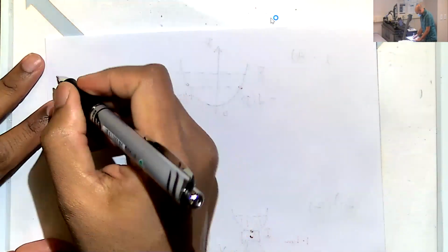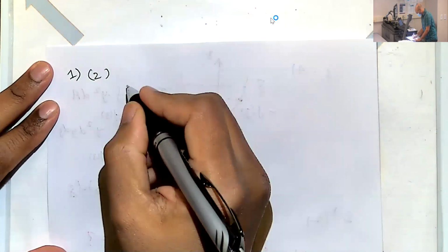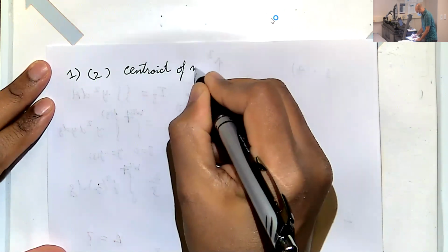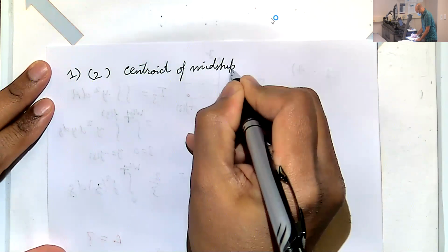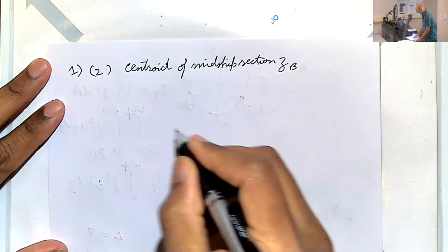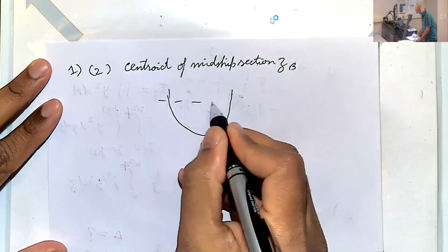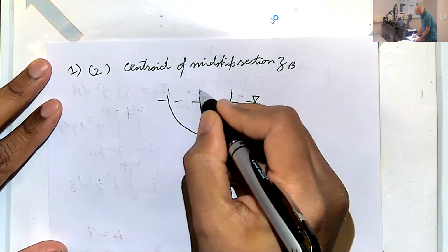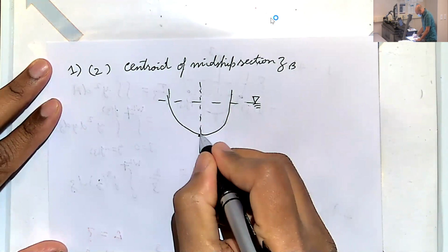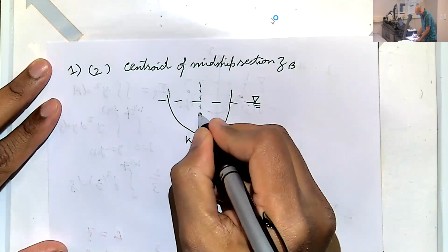So let me just see, part 2 is, what does it say? Centroid of midship section and ZB. So let's draw a sketch. The front view, this is our midship section, waterline, center line. Okay, centroid of midship. So we're basically asking, starting from the keel, where is the centroid located?